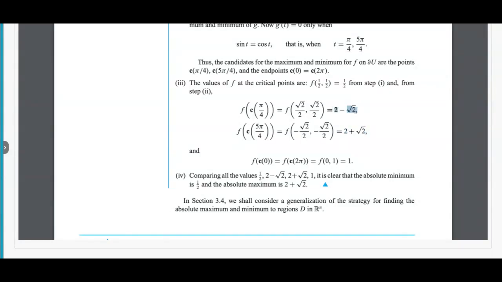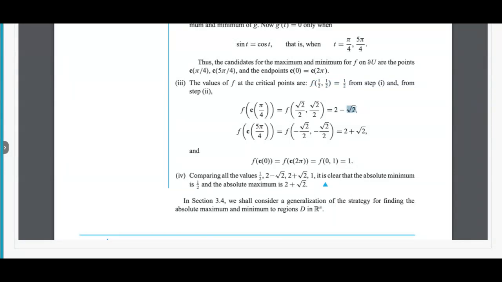And 2 minus square root 2 is less than 1. So it's the smallest value. So we see it's clear that the absolute minimum is half. Yes, we have this half. F of half equals half.